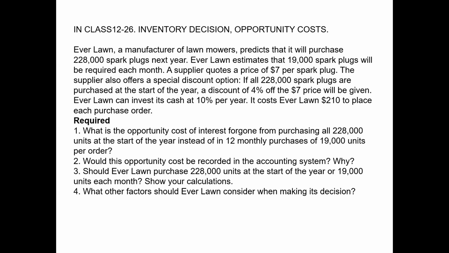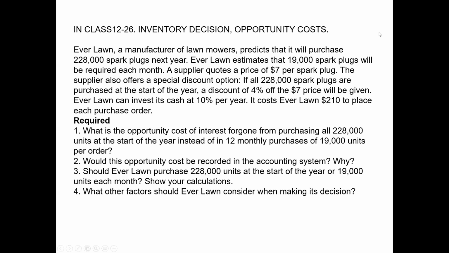2, would the opportunity cost be recorded in the accounting system? Well, I've already mentioned that. Hopefully you remember what I said. 3, should Everlawn purchase 228,000 units at the start of the year or 19,000 units each month? Show your calculations. That's really the real question. And are there any other factors Everlawn should consider when making its decision?